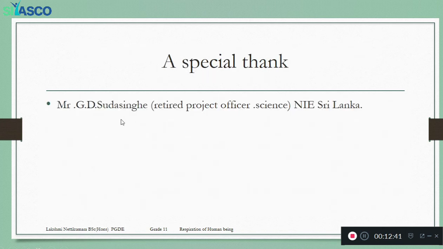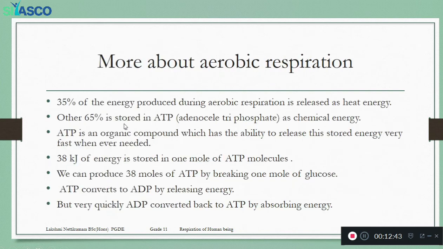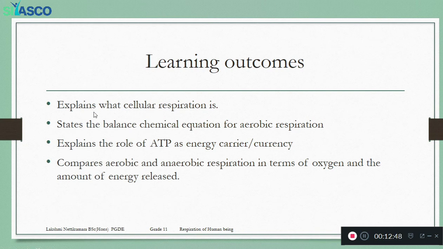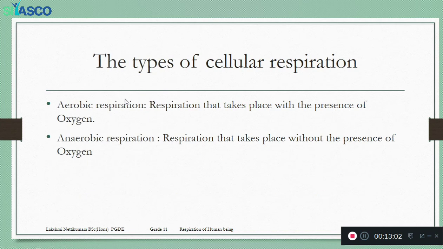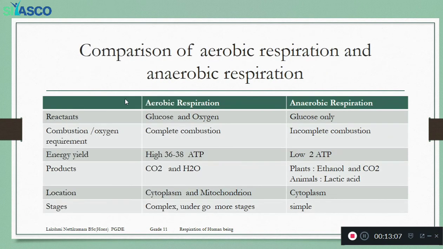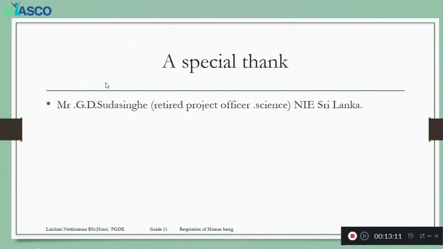Now we have come to the end of the lesson. Let's see whether you can explain these things. What is cellular respiration? Can you give the balanced equation for aerobic respiration, the role of ATP, and compare aerobic and anaerobic respiration? I hope we have covered all these things in this lesson. Please pay attention to the most important points which I have emphasized.